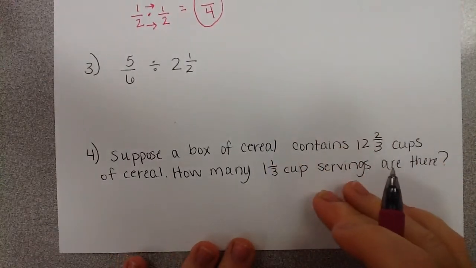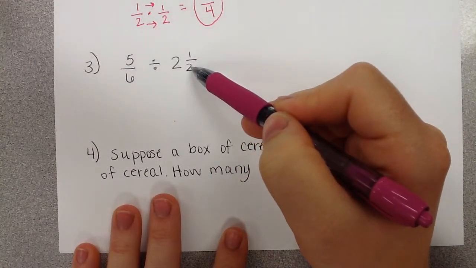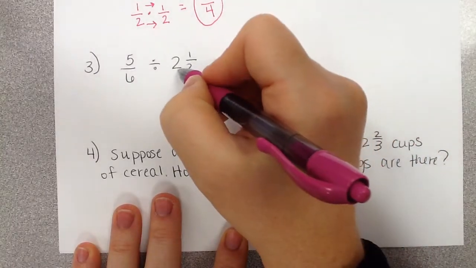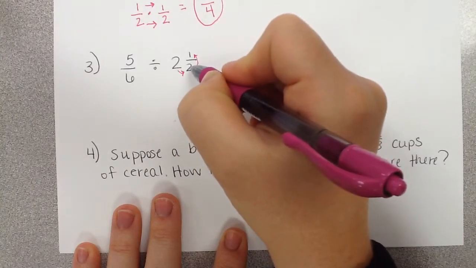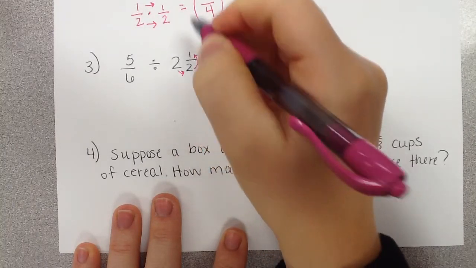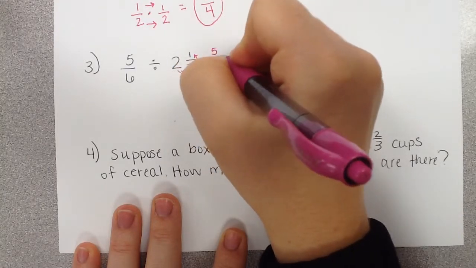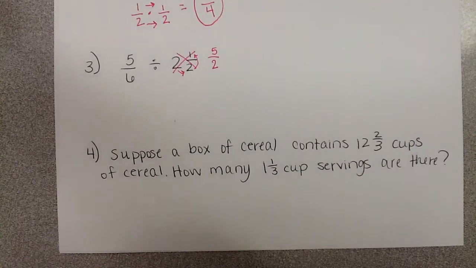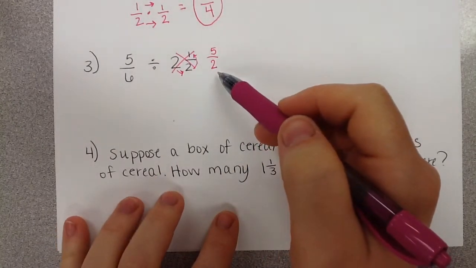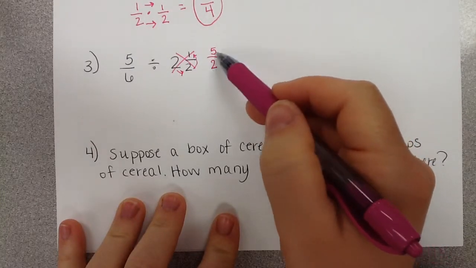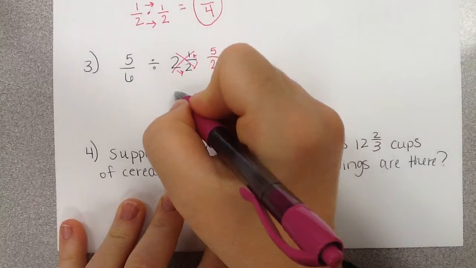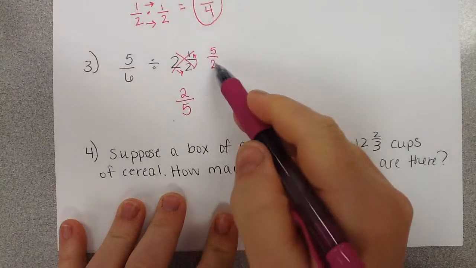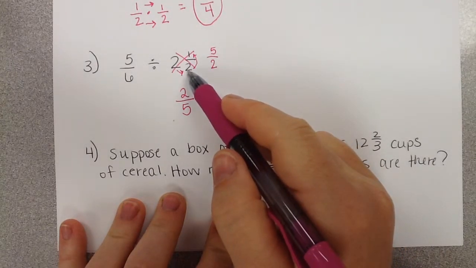Number 3. When I go to flip the second, what is wrong with this? It's a mixed number. I can't really flip a mixed number, so I need to make it improper first. 2 times 2 is 4. Times 1, or plus 1, 5/2. So 2.5 is the same as 5/2. Now dividing fractions is as easy as pi. Flip the second. So when I flip 5/2, it becomes 2/5. So you had to make it improper first because you can't flip a mixed number.